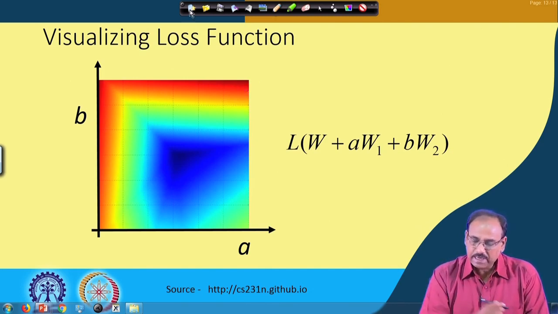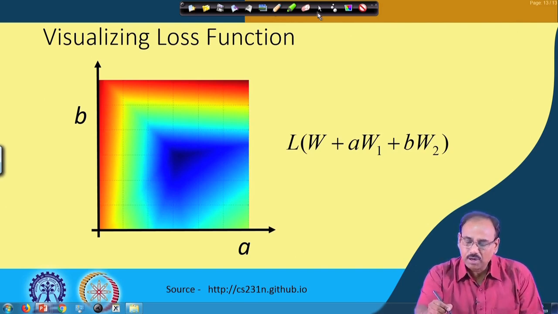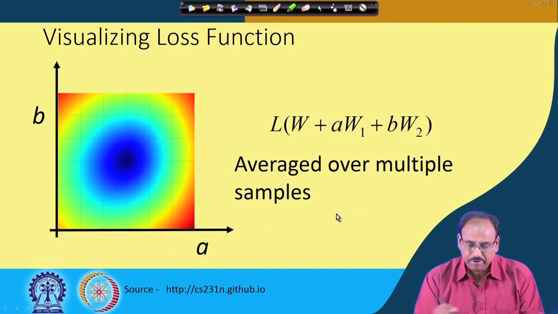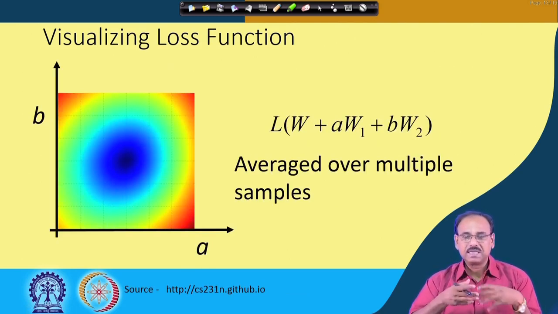This is the plot that I get if I plot the loss function only for a single sample, or a single training vector. And when I average this over multiple training vectors, the loss function becomes something like this. You find that averaging over all the training samples smooths the nature of the loss function.